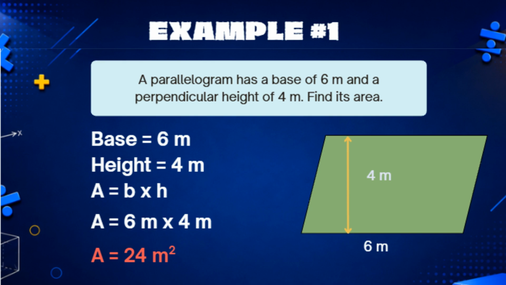Let us substitute the measurements into the formula. Area equals 6 meters times 4 meters. 6 times 4 is 24. Therefore, the area of the parallelogram is 24 square meters. Remember that the height is the perpendicular distance from the base to the opposite side. The slanted side is not always the height.